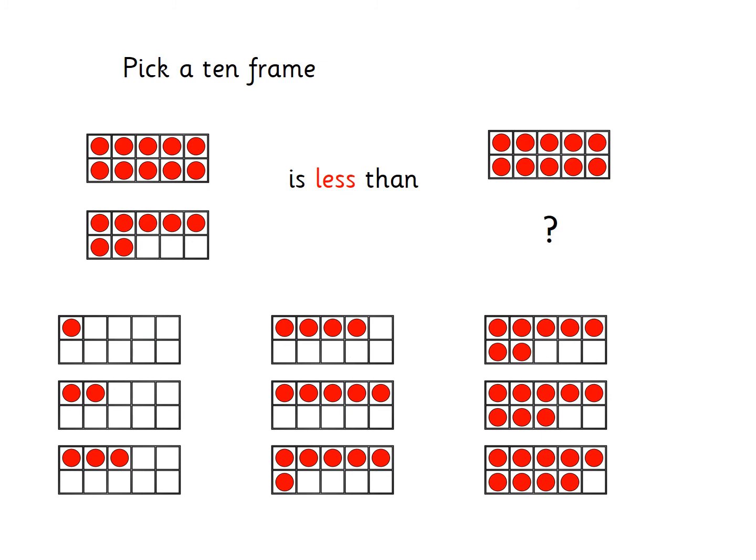And now it says we need to pick tens frames that are less than 17. So have a look at how many ones there are in 17. There are 7 ones in 17. So there's just 2 here. We've got 18, 10 and 8, and 19, 10 and 9. They are the only 2 that are more than 17. So 17 is less than 18 and 17 is less than 19.